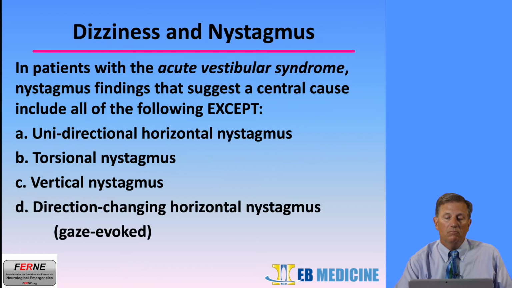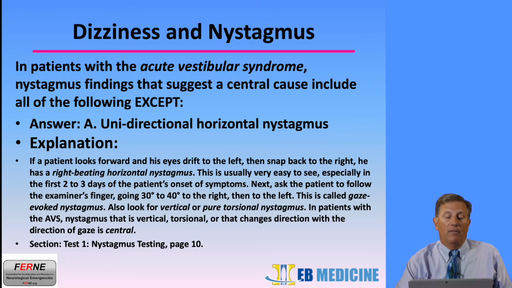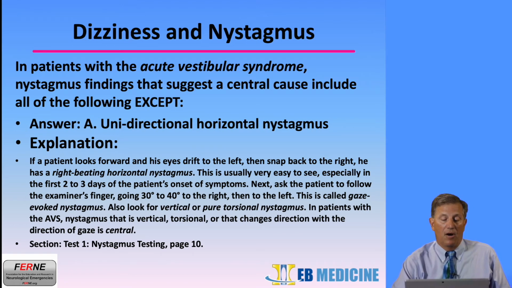So let's do another question, dizziness and nystagmus. In patients with acute vestibular syndrome, nystagmus findings that suggest a central cause include all of the following except, so which ones are true? A, unilateral or unidirectional horizontal nystagmus, B, torsional nystagmus, C, vertical nystagmus, D, direction changing horizontal nystagmus, which is gaze evoked. And we know the answer, which one is false, that is not a sign or likely central cause suggestion, that is unilateral or unidirectional horizontal nystagmus. The others, torsional, vertical, and direction changing nystagmus, all suggest a central etiology, and that's seen here. Answer A is the one that is not correct or not a central cause, and that's from page 10 of the monograph.